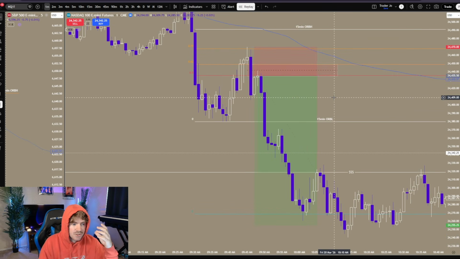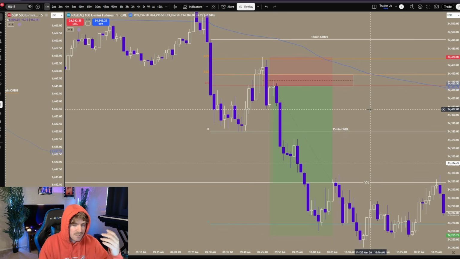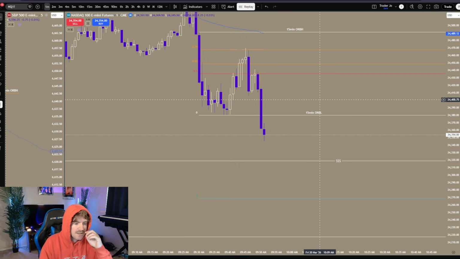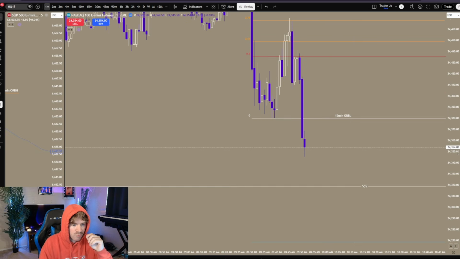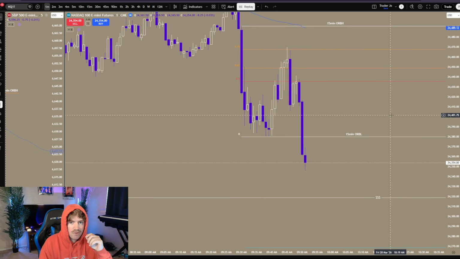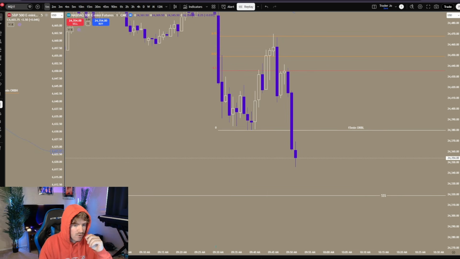Just a little bit lower of an entry, but more confirmation, same results. Okay, let's talk about the next way you could have traded this ORB breakout and still caught a lot of reward, a lot of ticks or points on this move.